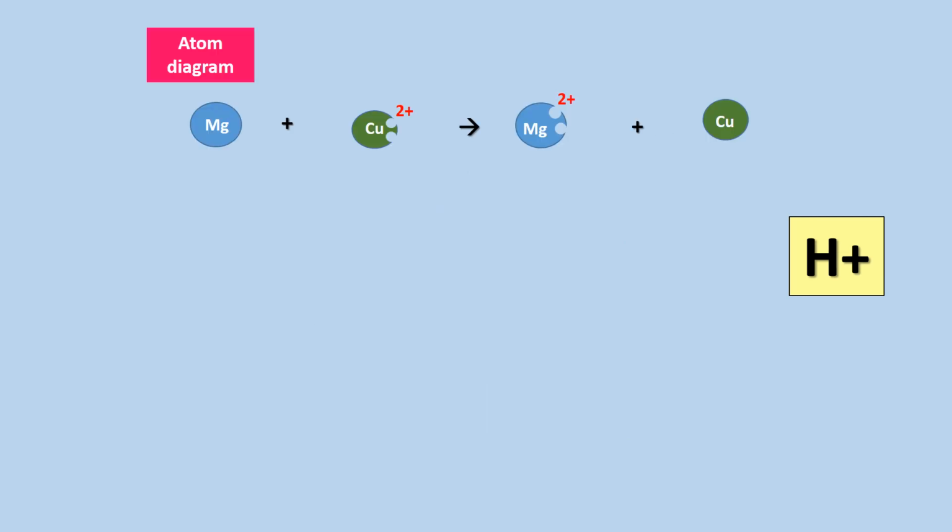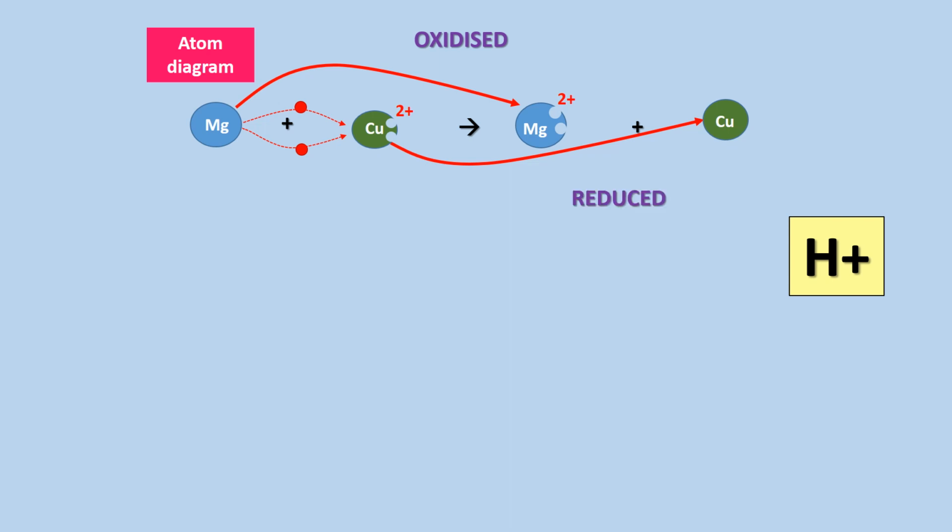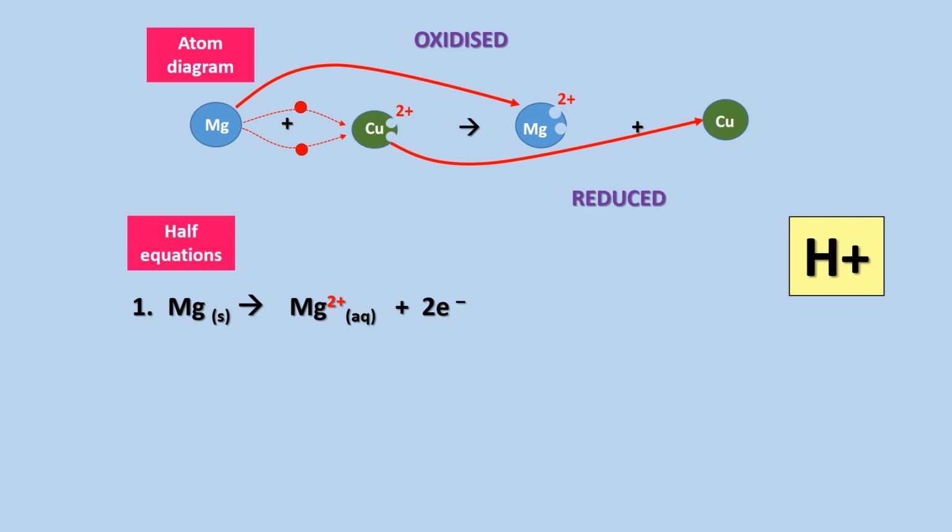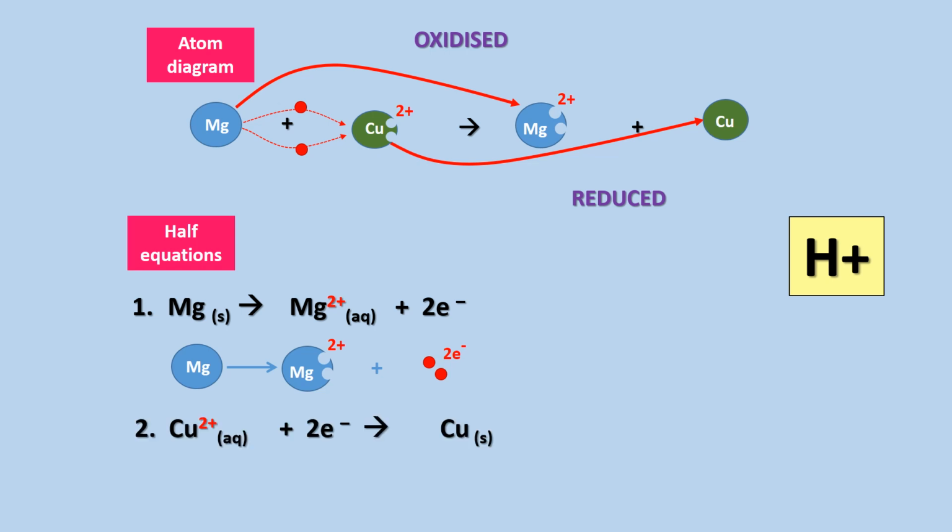If we look at our ionic equation atom diagram, we can break it down further to show the magnesium atom becoming a magnesium ion by passing its electrons to copper, so that the copper ion can become a copper atom. The magnesium is oxidized by losing electrons and the copper is reduced by gaining. We could look at our half equations, and there's the model for our half equations: the magnesium atom losing electrons to become a magnesium ion, and then the copper ion gaining those electrons to become a copper atom.